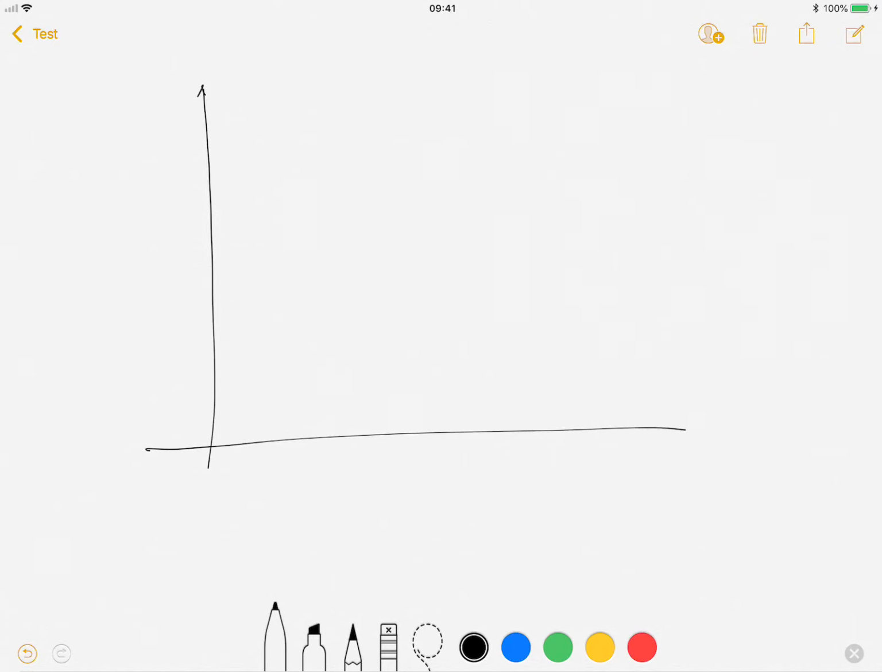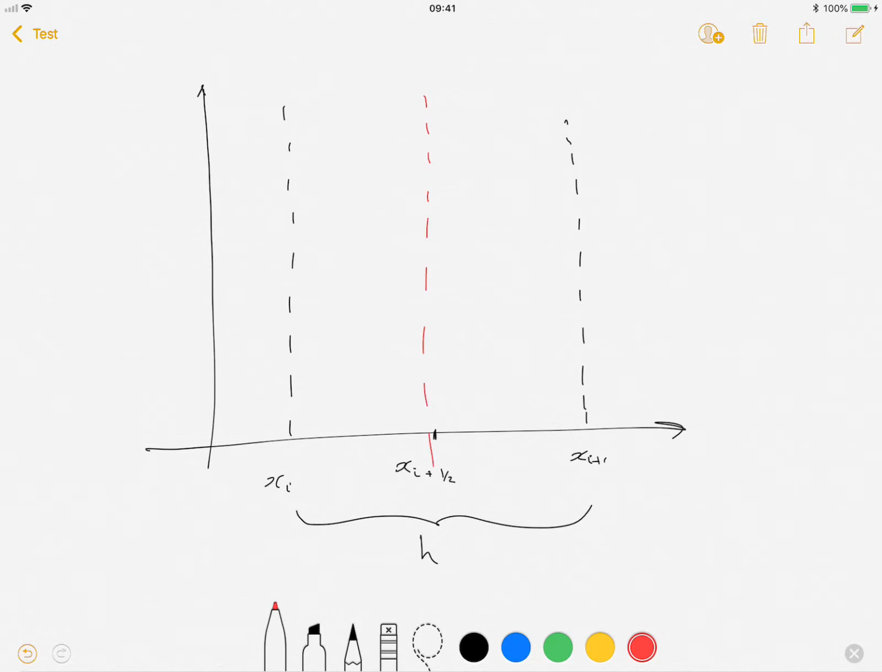So we might have a set of axes, and we are looking at a boundary here, xi, and we want to calculate the value at xi plus 1. Remember, the distance between them is h. So at a midpoint, this is x of i plus a half. Alright, let's just draw this in.